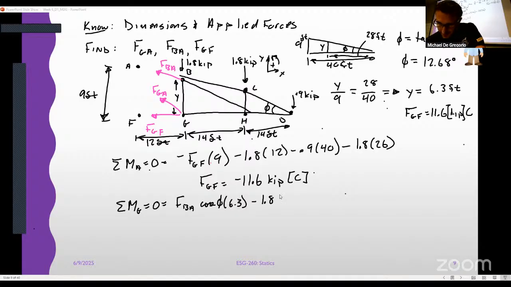Minus 1.8 times 14 minus 0.9 times 28. So FBA ends up being 8.2 kip tension.